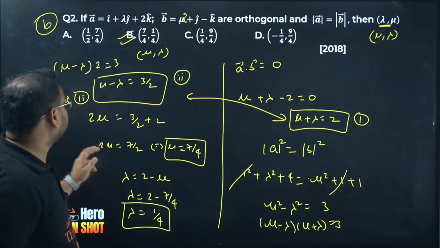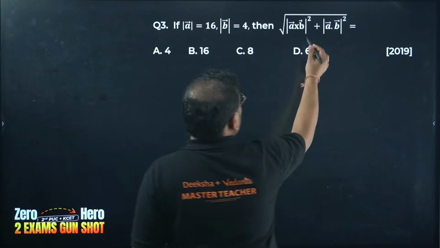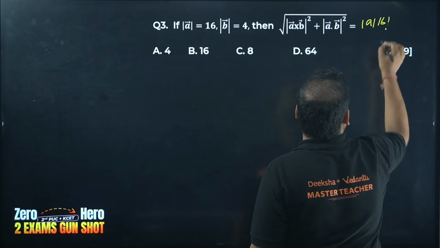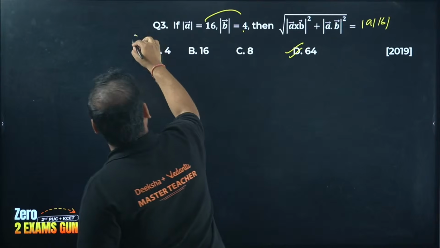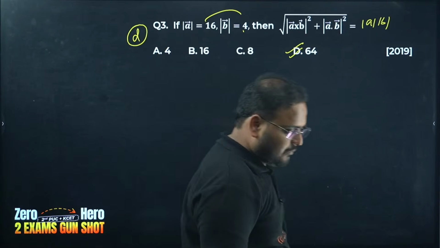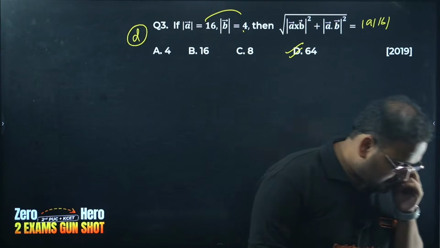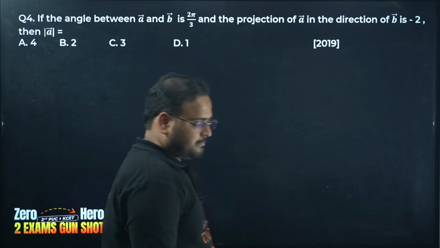Okay, moving on. Come on, this question, same approach. Remember, this is equal to mod A into mod B, 16 into 4. Option D is correct. Third one, option D is correct. Fourth one, come on.